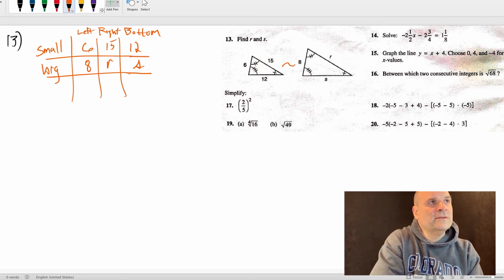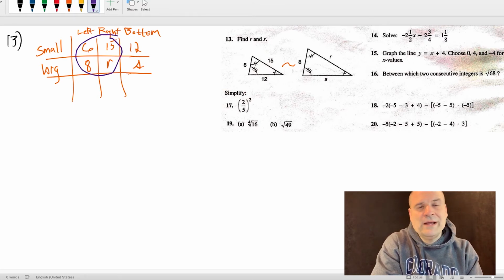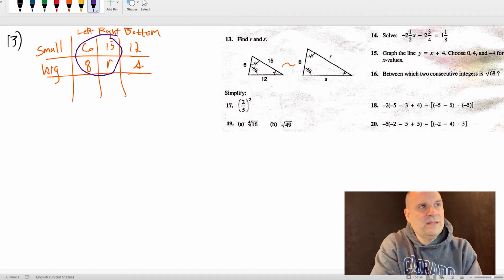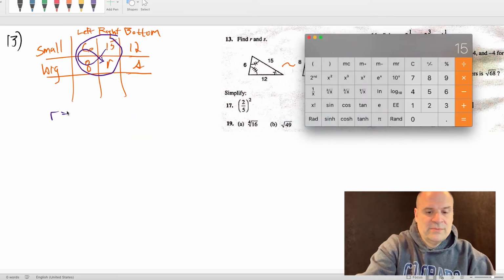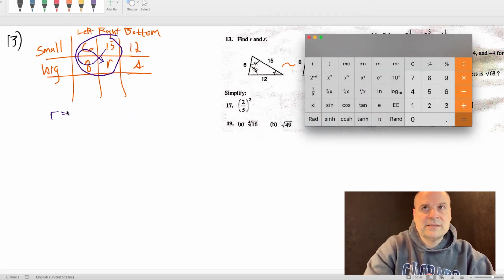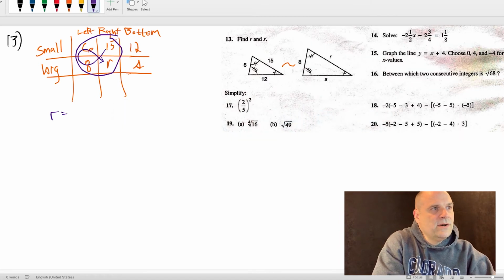Okay, well look, you've got a proportion right here. So to figure out R, remember you can do the fish method, 15 times 8 divided by 6. So R equals 15 times 8 divided by 6 is 20. So R equals 20.